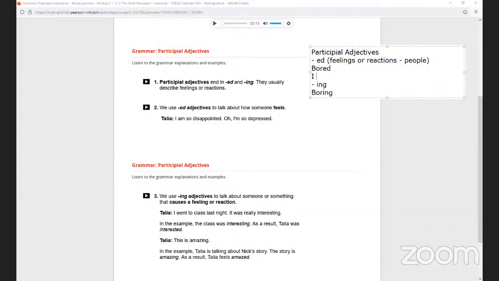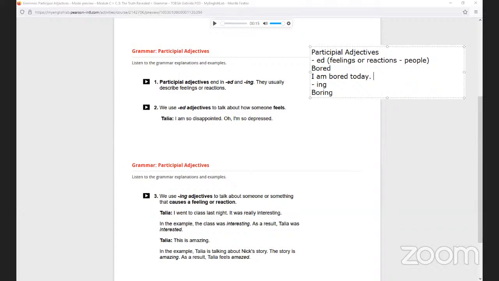For example, I can say, I am bored today. So this is a feeling or a reaction that is just for a moment, just for today. But maybe tomorrow, this reaction, this feeling is going to change. Tomorrow I will be happy, I will be relaxed, okay? So these ed adjectives, we always use for states, something that is going to change, okay?